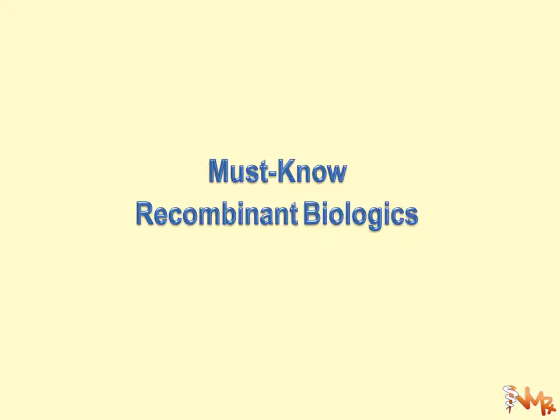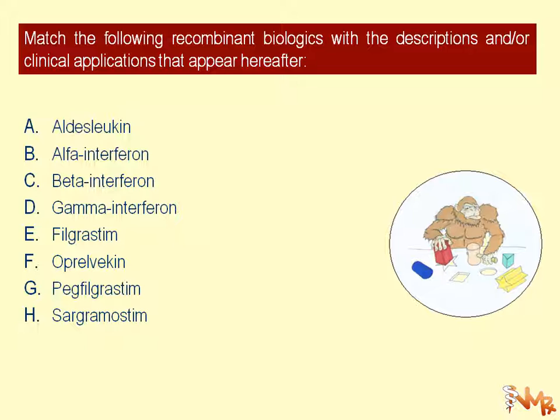Let us learn a little bit more and try to memorize the must-know recombinant biologics. I've already talked about them, but at this point, I like to drill you on them so that you don't forget them for your examination. I'm going to do this by doing a matching with you. I have these recombinant biologics here: aldesleukin, alpha interferon, beta interferon, gamma interferon, filgrastim, oprelvekin, pegfilgrastim, and sargramostim. I'm going to give you short cases, and I want you to match them with these biologicals.